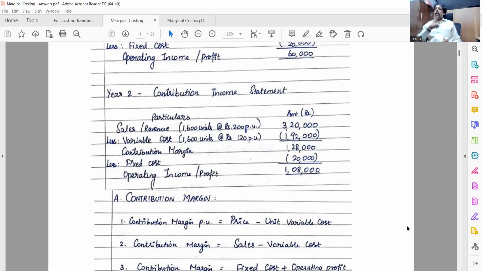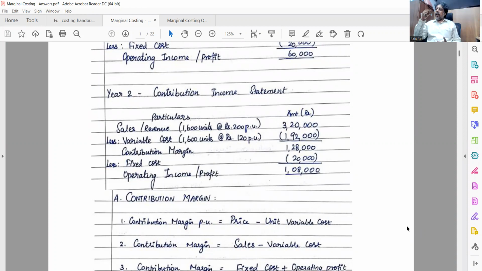That means the company sold 1,350 units more than the break-even point. That is the margin of safety. The actual sales quantity is 1,600 units, and the break-even point is 250 units. The difference, 1,350 units, is your margin of safety.